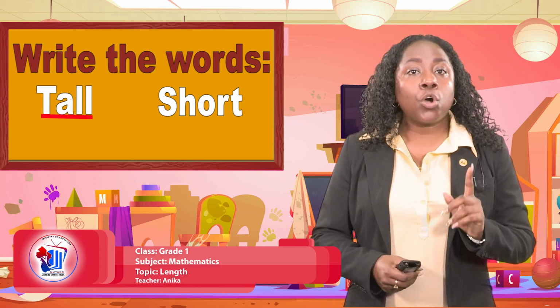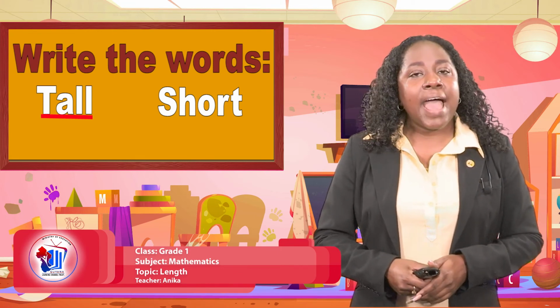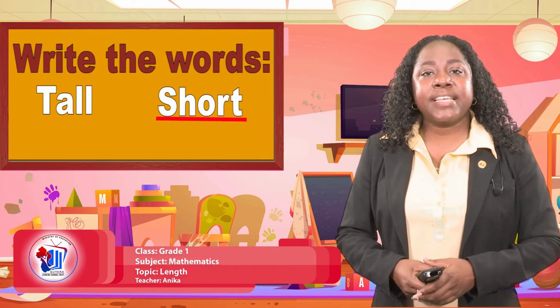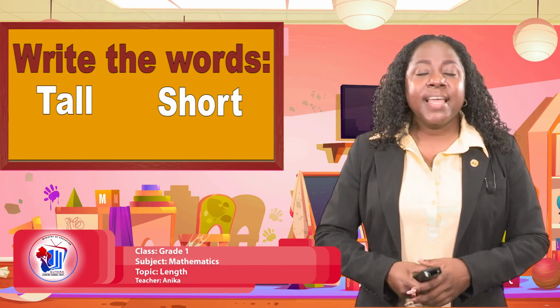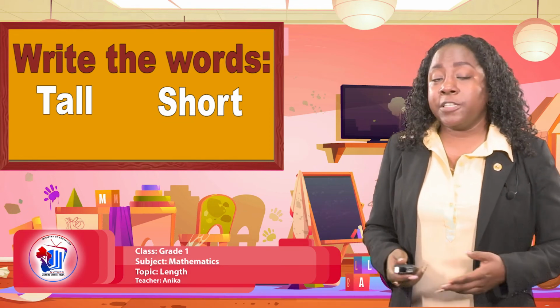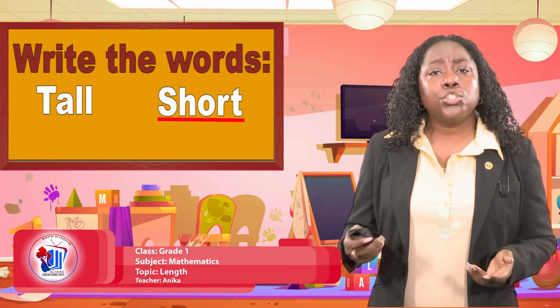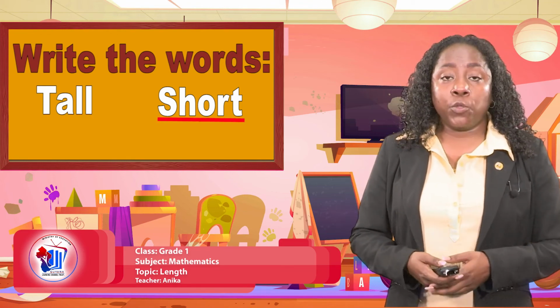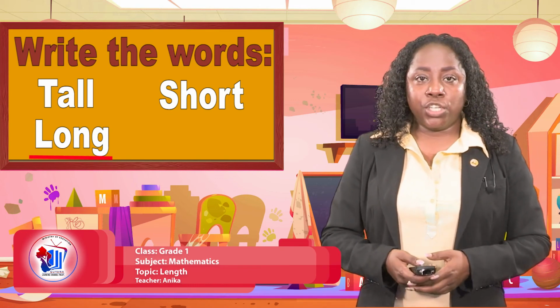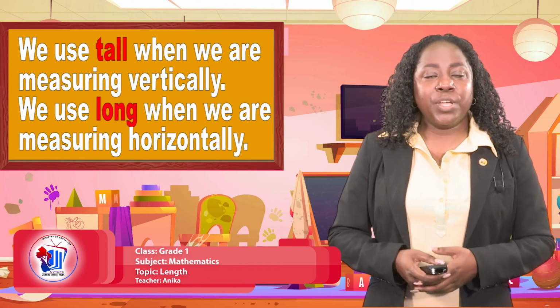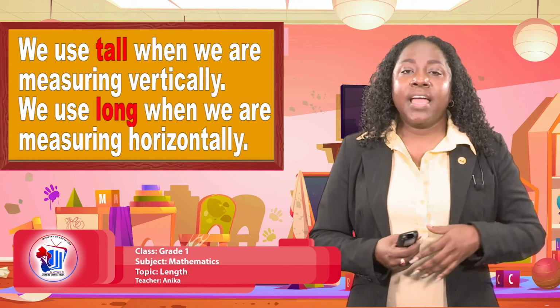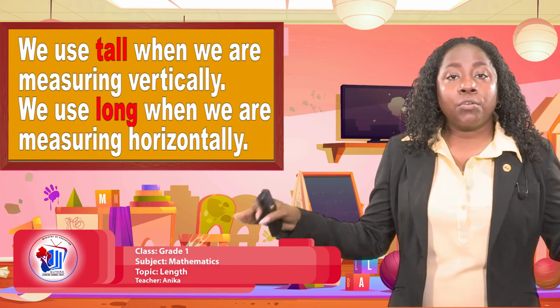Completed? Awesome. The final thing I'd like for you to do for me is to write the words tall, T-A-L-L, and the word short, S-H-O-R-T. All right? And then you'll practice to spell these words. Tall, short. You can also practice to spell the word long as well. L-O-N-G, long. Do you remember the differences? I hope you do. We use tall when we are measuring vertically, and we use long when we're measuring horizontally.